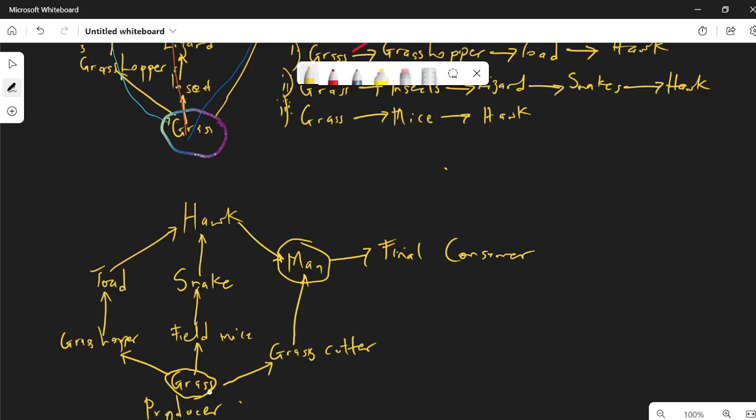Yes, sir. So if we quickly write out the chains, the first chain here, let's go through this place. We have grass. Tell me, after grass, what do we have? We're talking about this chain here. Grasshopper.